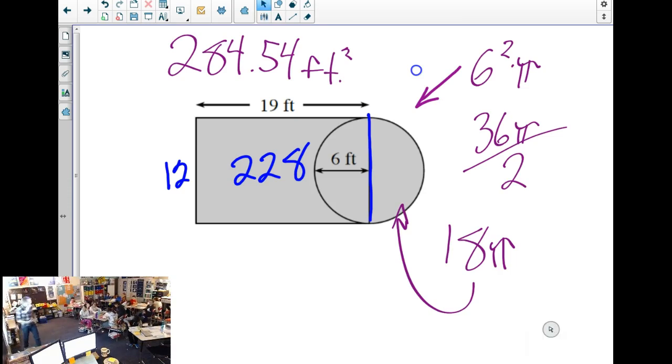So the big thing here is analyzing what's the best, and by that I really mean what's the most efficient way to break up the shape. Right? There's certain things that are easy to calculate, other things that are not as easy to calculate.